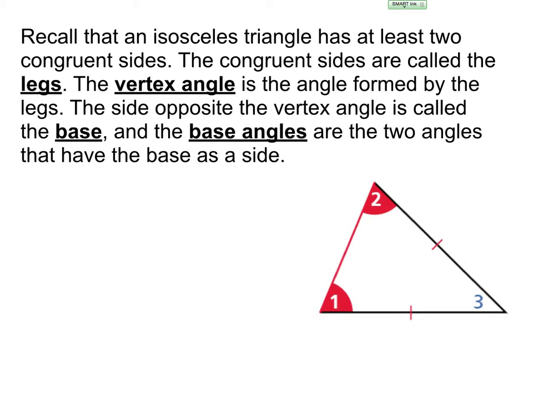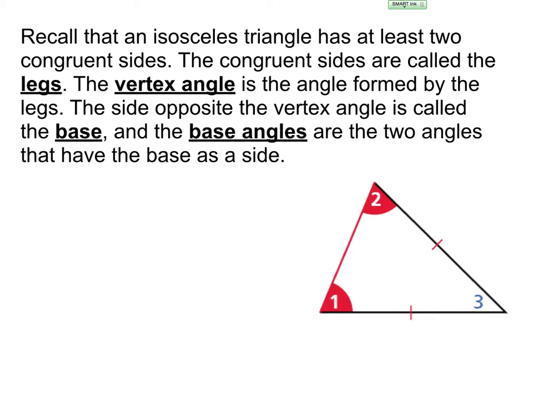Okay, so some things related to isosceles triangles and vocabulary. We might have talked about some of this related to that first section, so perhaps a little bit of repeat, but I think there are some new terms here. It says, recall that an isosceles triangle has at least two congruent sides. The congruent sides are called the legs. We did talk about that. Vertex angle, I don't think we discussed that yet. The vertex angle is the angle formed by the legs.